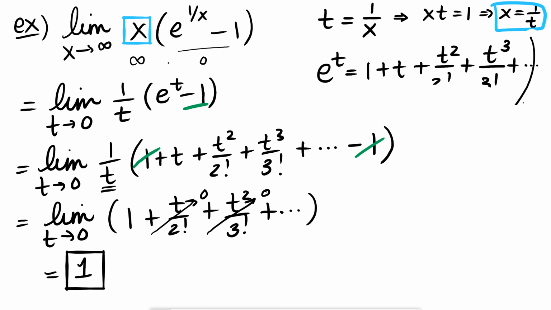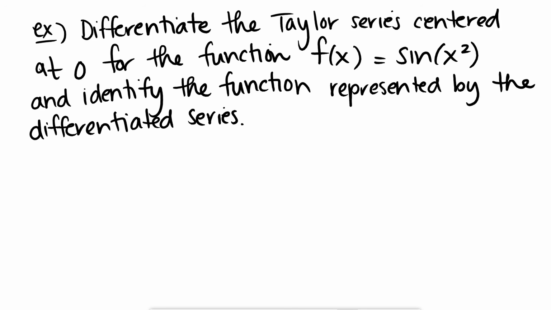Let's look at a different example that doesn't involve limits. Okay, so we're going to look at this one now, where we actually see how Taylor series can kind of work together a little bit, or hang out together, based on derivatives and stuff. So we want to differentiate the Taylor series centered at 0 for the function f of x equals sine of x squared, and identify the function represented by that differentiated series. So first, let's find the Taylor series for sine of x squared, and then we'll take its derivative. And then the idea is, once we find its derivative, can I see that as another function?